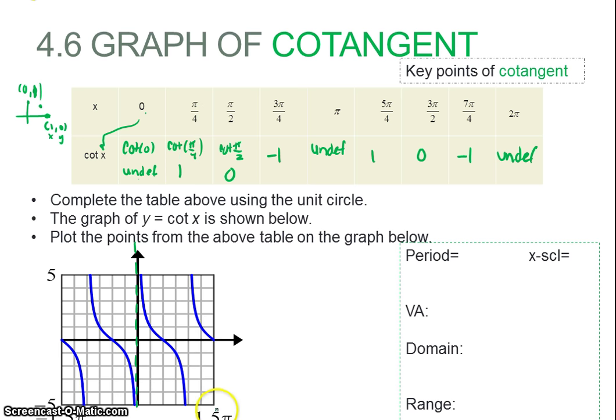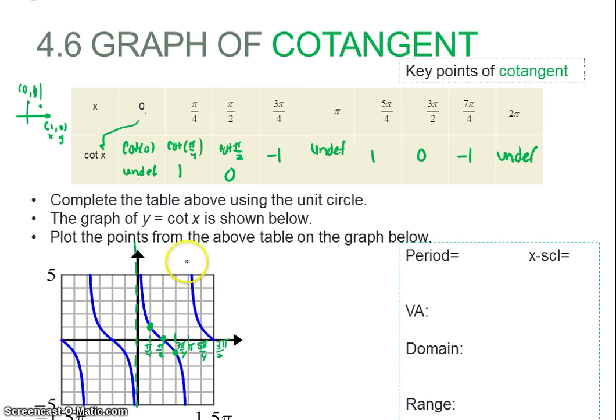So I know that right here is 3 over 2 pi, and I can count, so halfway there would be 3 pi over 4, and so I know that this would be 1 pi over 4, 2 pi over 4, 3 pi over 4, 4 pi over 4, 5 pi over 4, and so on. So at pi over 4, my y value is 1, which you can see. At pi over 2, it's 0. 3 pi over 4, it's negative 1.